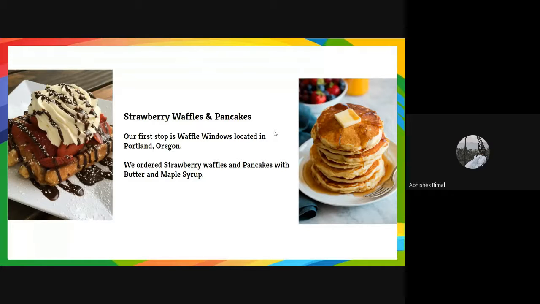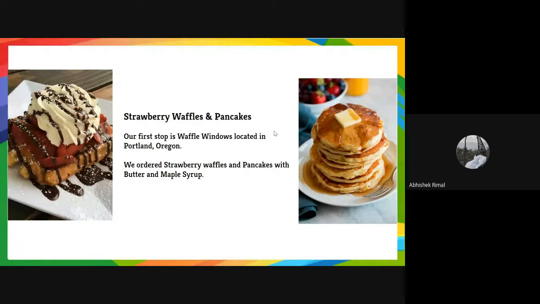After we asked the server there what we should try among the waffles, because there were like 100 varieties of waffles, he suggested that we go for strawberry waffles. And to experience more flavors of the place, we should also order pancakes, because apparently it's their best seller. So these two were the best sellers.